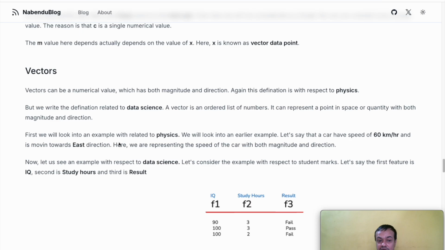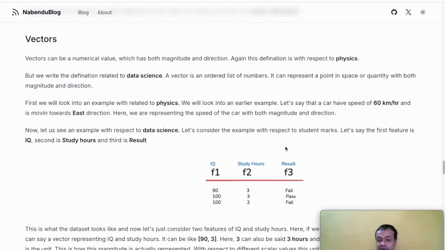First, we will look into an example related to physics. We will look into the earlier example. Let us say that a car has a speed of 60 km per hour and is moving towards the east. Here we have represented the speed of the car with both the magnitude and the direction. Earlier we had given only the magnitude, not a direction. That was a scalar.